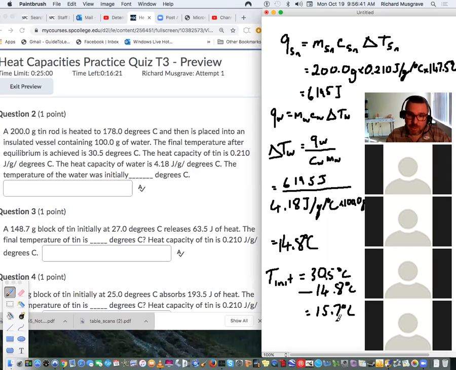And what I want you to see there is that because the water is absorbing heat, it must be going up in temperature. That's the main point that I'm trying to get across here. So for Q of tin, you're figuring out how much heat the tin releases, you said? That's right. And that equals the amount of heat absorbed by the water.